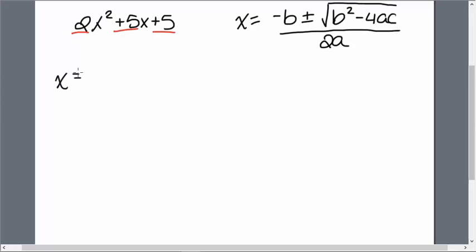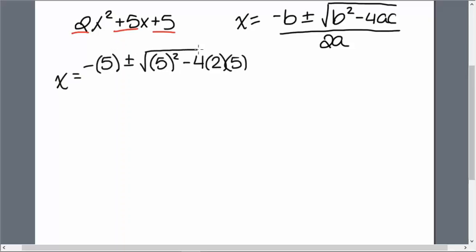So I've got x equals negative b, and b is 5, plus or minus the square root of b squared, so 5 squared, minus 4 times a, times c, and all of it is over 2 times a. And then from here, we're just going to simplify this down. I simplify it in 3 parts.